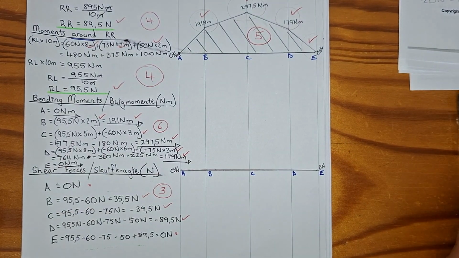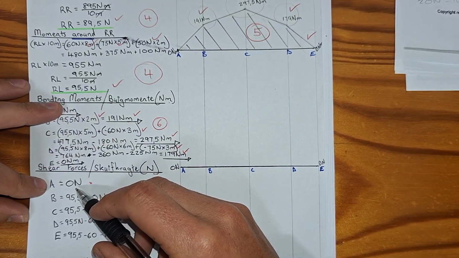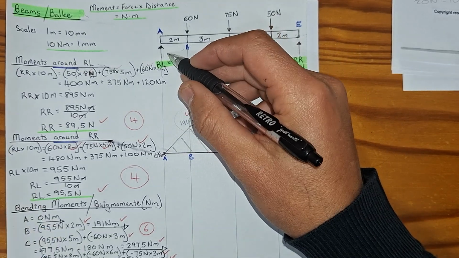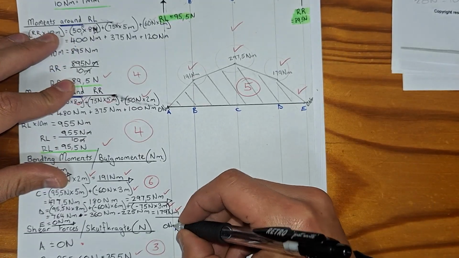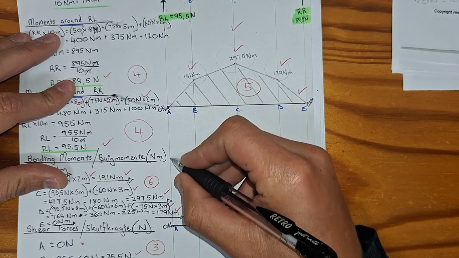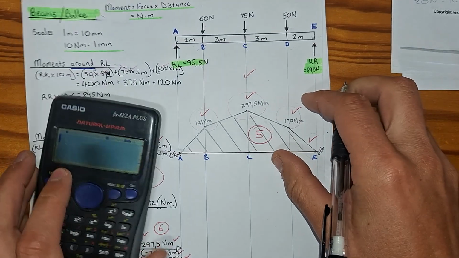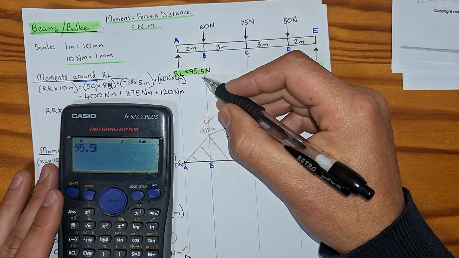Okay, so remember that I mentioned over here that at A, the shear force starts at 0, but then at that point it also goes up 95.5. So yes, it starts over here, but then it goes vertically up 95.5 newtons. So typing in our calculator 95.5, that's the value of the given distance that it goes up.